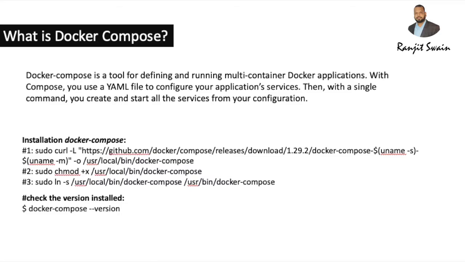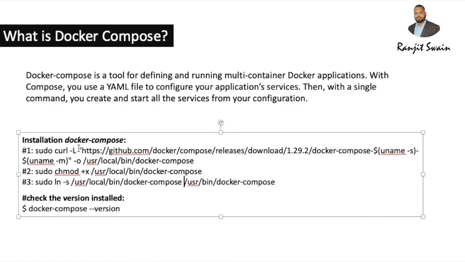So here are the installation steps. You can see here, it's very simple. You just have to download the Docker Compose binary from the GitHub page, change the permission, and start using Docker Compose. You can check the Docker Compose version after you install it. I'll paste all these commands into the description below. You can use them to install Docker Compose on your machine.